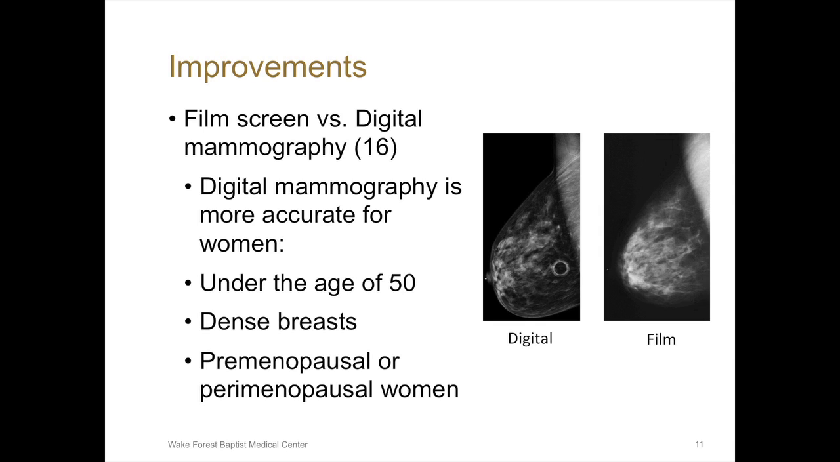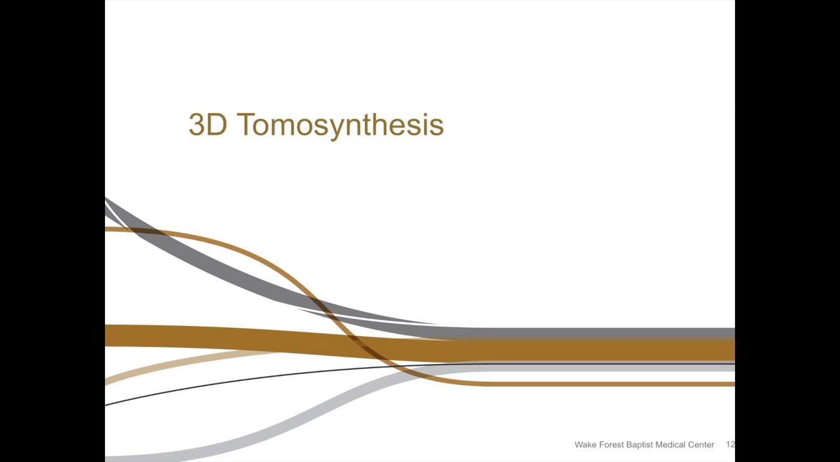So what are some improvements that have been made so far? Well, film screen versus digital mammography. So digital mammography is more accurate for women under the age of 50 and those with dense breasts and premenopausal or perimenopausal women. So we've made some improvements in that patient population with dense breasts, but again, we want to do better. So that leads us to the main topic for today, 3D tomosynthesis.